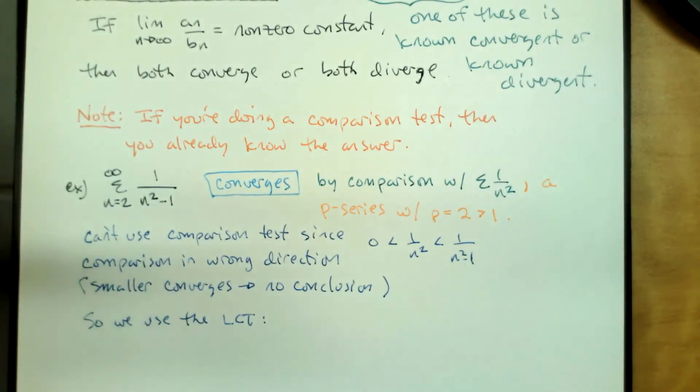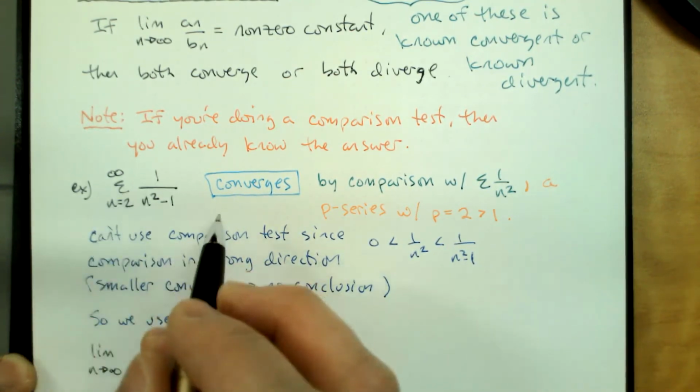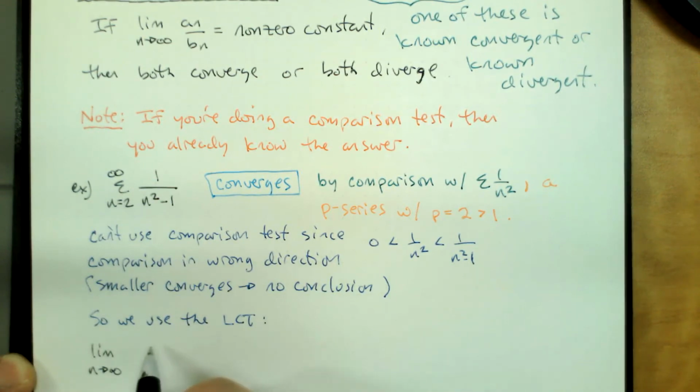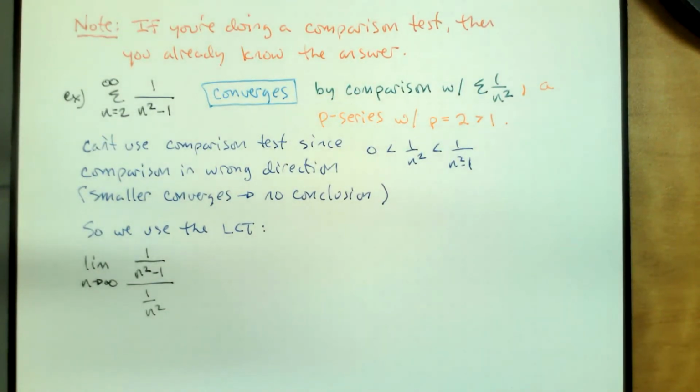So for the limit comparison test, we'll look at the limit as n goes to infinity of a_n over b_n. So 1 over n squared minus 1 over 1 over n squared. We should note that it doesn't matter which one we call a_n and which one we call b_n for the limit comparison test.